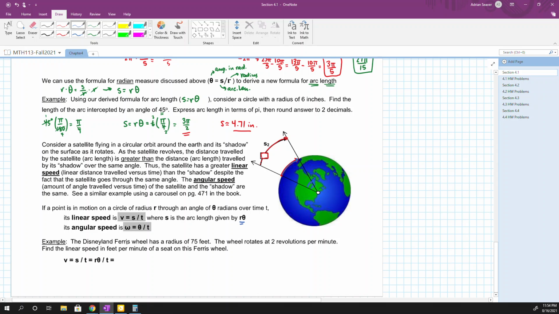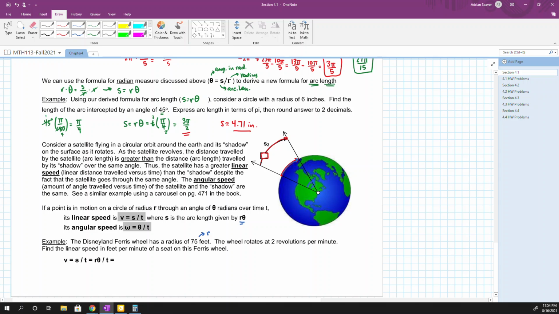It's kind of a simple example, kind of neat. The Disneyland Ferris wheel has a radius of 75 feet. So I'm going to go ahead and note that. That's r. The wheel rotates at 2 revolutions per minute. Find the linear speed, not angular, in feet per minute of a seat on this Ferris wheel. Well, it's 2 revolutions per minute, so we already know a little bit about the angular speed. We're going to look at the linear speed, right? How much arc length am I covering over time?